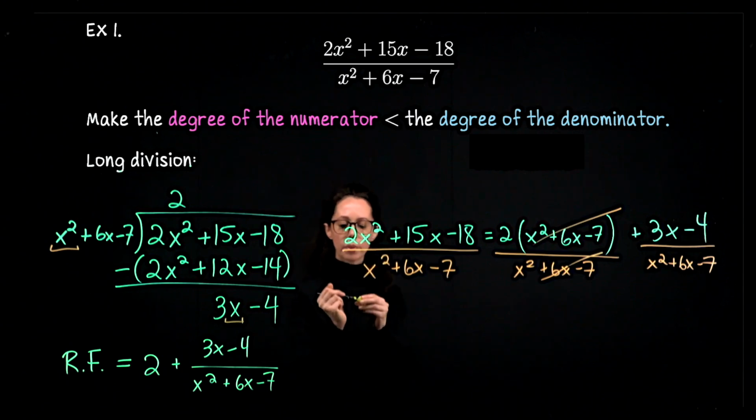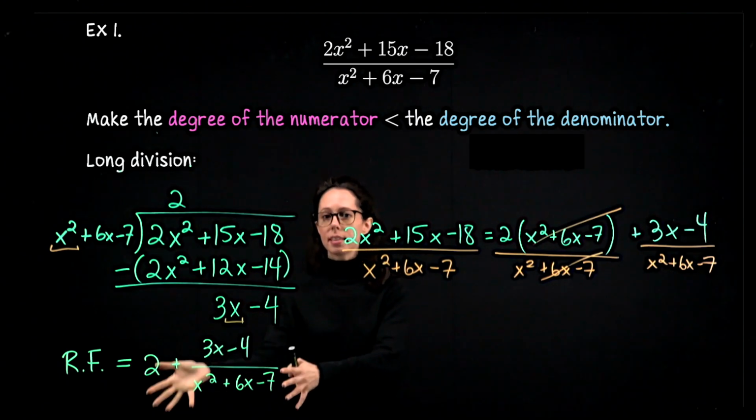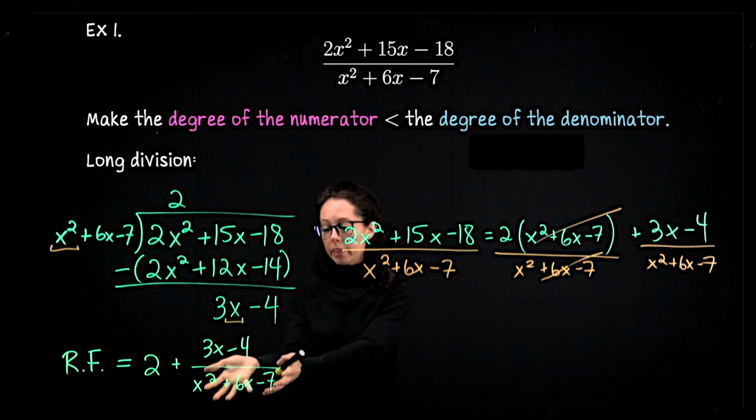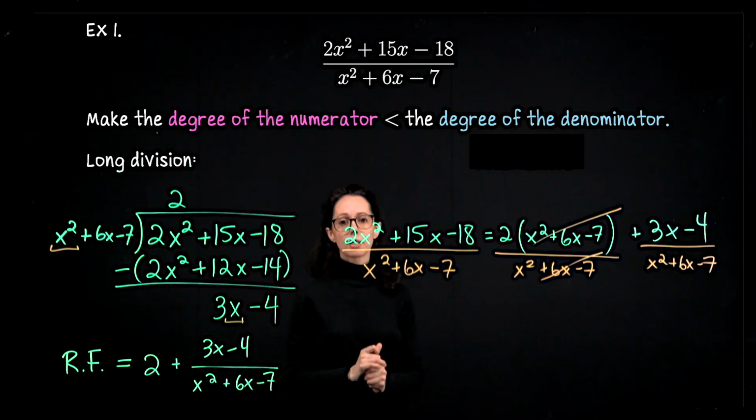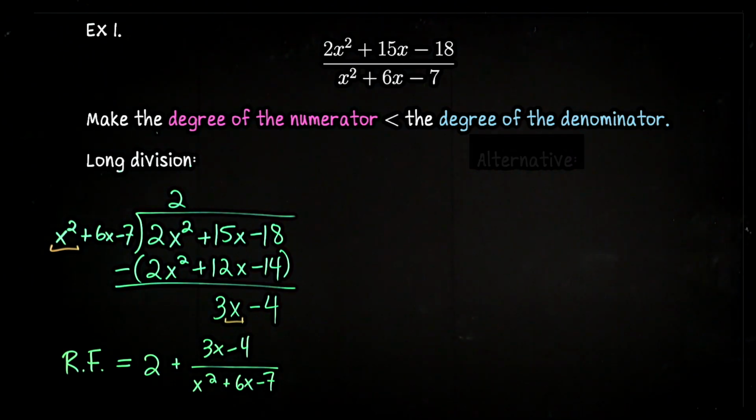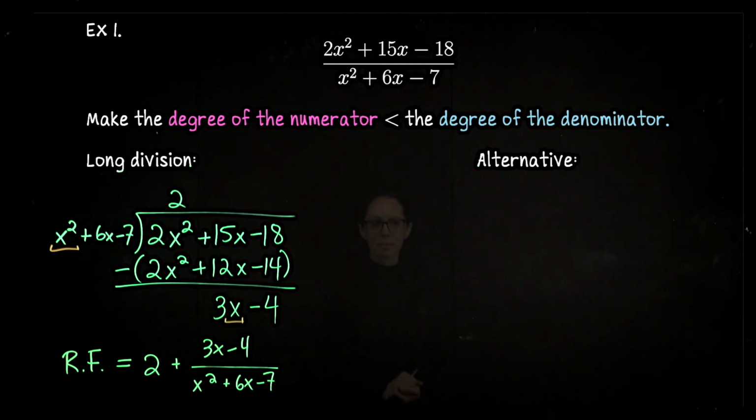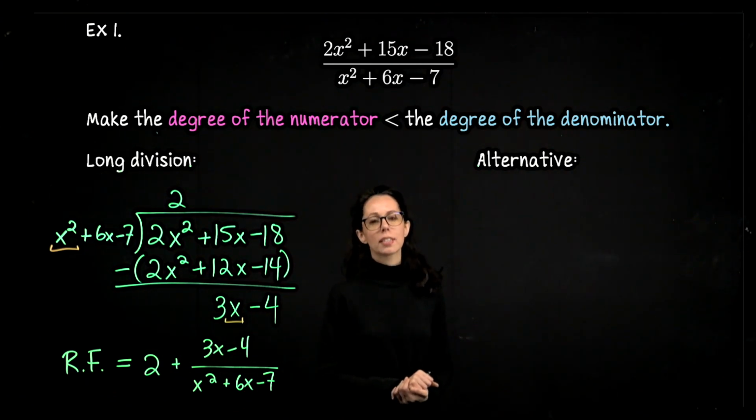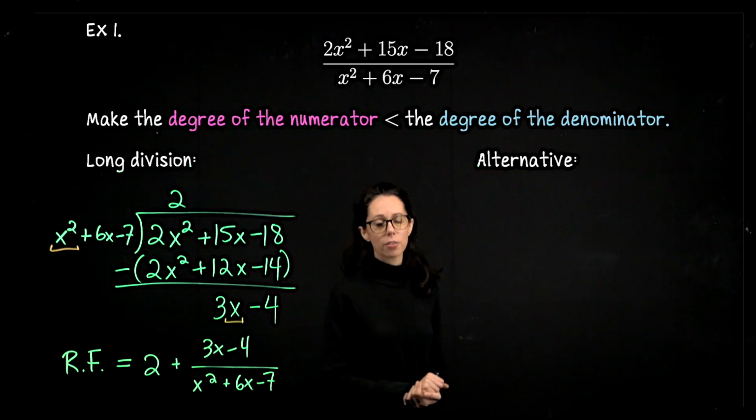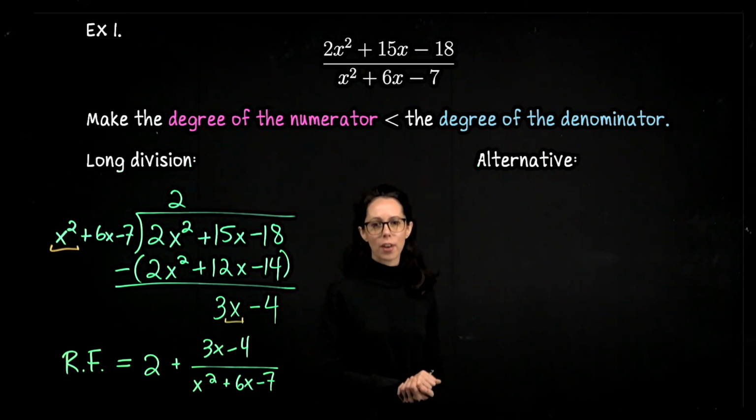If we want to integrate what we started with, we can integrate this instead. And now this is ready, particularly this part, for the partial fraction decomposition. Long division, like we just did, would be the classic way to take this rational function and write it so that it's ready to go for partial fraction decomposition.